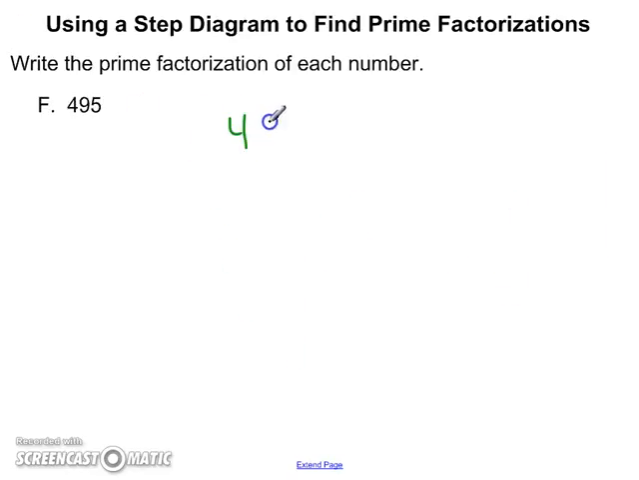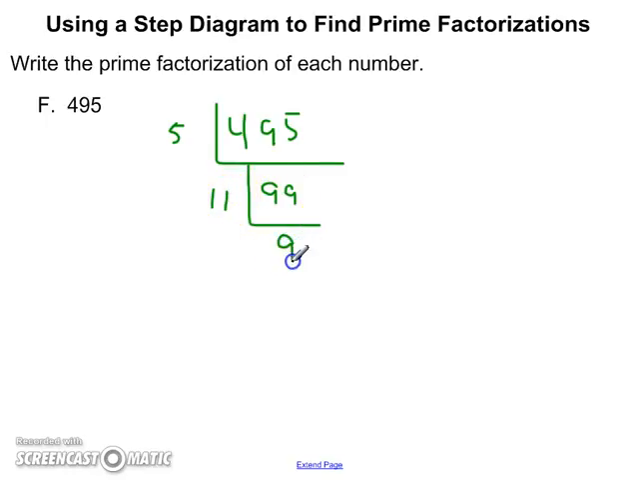Okay. 495. All right. So we're going to step diagram 495. 495, I know, divides by 5, knowing my shortcuts. Things that end in 5 and 0 divide by 5. So 495 divided by 5 leaves me 99. Okay, and in this case, I do have some choices here. I know 99 divides by 11, and 11 is a prime number. So 99 divided by 11 is 9, and that's where knowing some of those multiplication tables come into play.